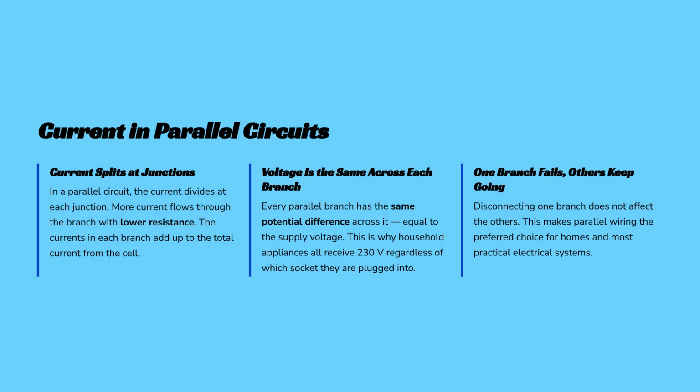Parallel circuits operate differently. Current splits at each junction, and the voltage remains the same across every branch. If one branch is disconnected, the others continue to function independently.